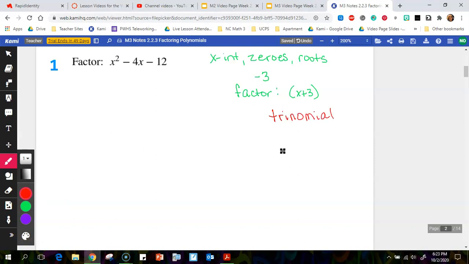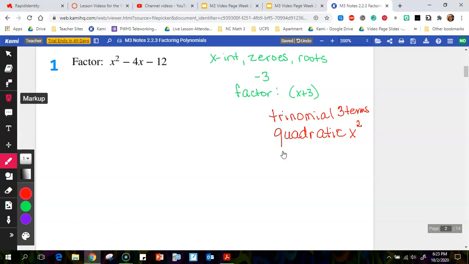Okay, it's either called a trinomial, or you also might hear it called a quadratic. A quadratic is just a polynomial with an x squared term. A trinomial means it has 3 terms, if you remember back from last week when we were talking about polynomials. But this is a quadratic trinomial, and here's how we do it.